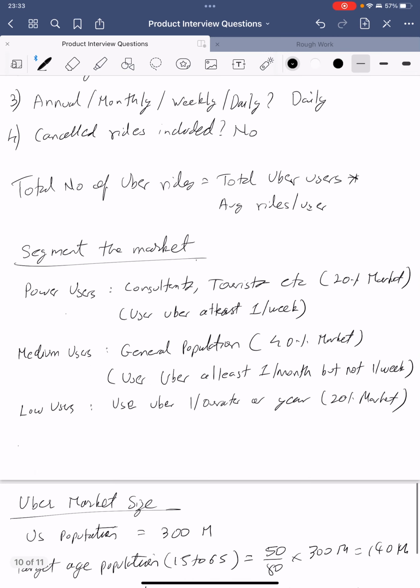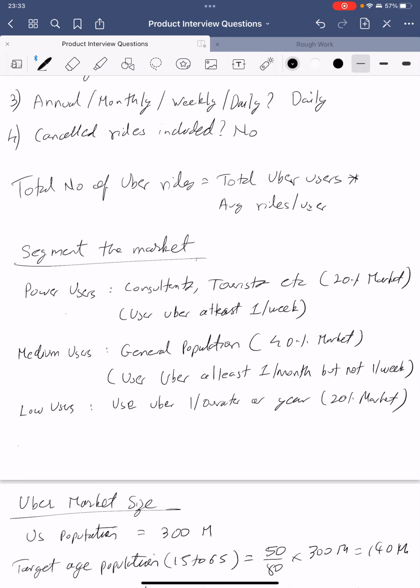Always in an estimation question, try to segment the market. Here you can go either way. We can go via the riders because we are calculating rides, or you can go via drivers, assuming that the market is in equilibrium and all drivers are busy all the time, which might not be the case. That's why it's safer to go via the users or the riders to start with.